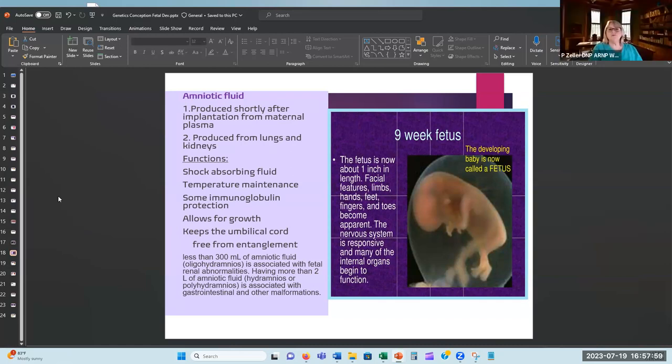Okay, so it's a shock absorbing liquid. It helps keep that baby in that ambient temperature. It has some immunoglobulins in it. We're concerned if we can measure the amount of amniotic fluid with an ultrasound. So anything less than 300 is a problem. Okay. And then anything more than 2000 is considered polyhydramnios.